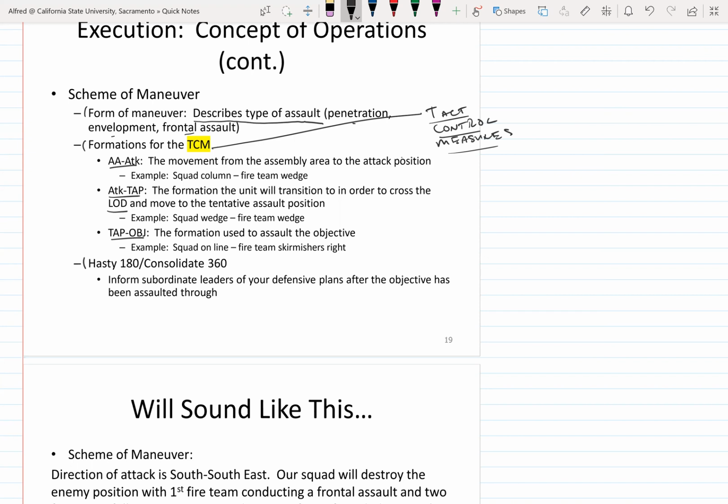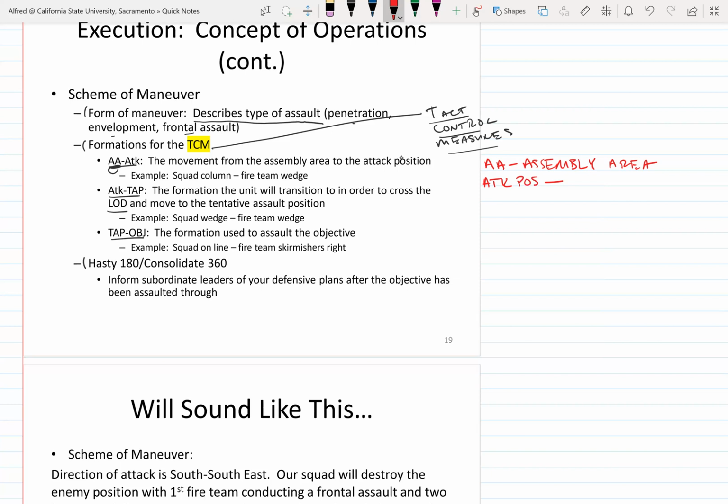So for the form of your TCMs, the way that they break down your squad attack is they have an assembly area, which is where you're starting. That's where you're assembling, of course. And then your attack position. And then you do, what was that again? I forgot what it stands for. Oh, that's assault position. Yeah.